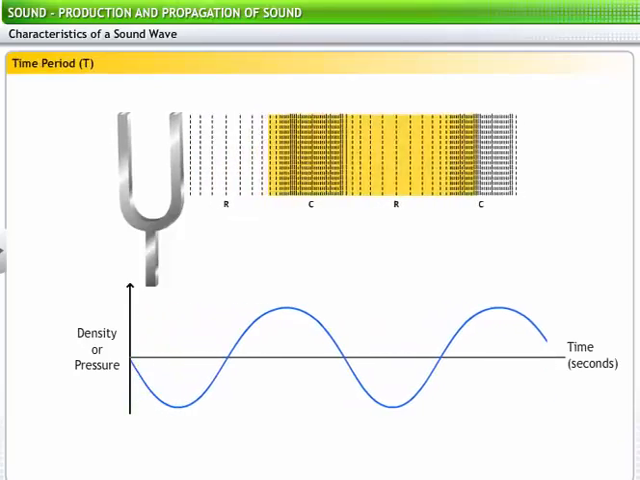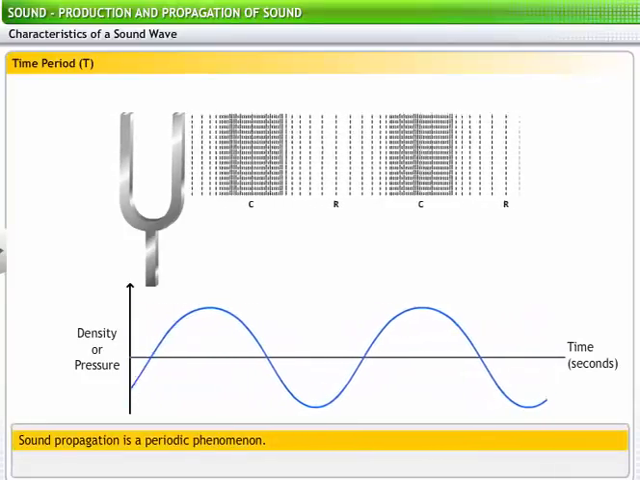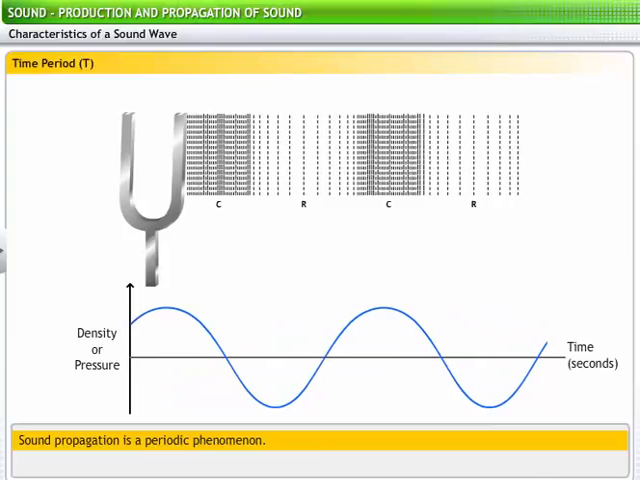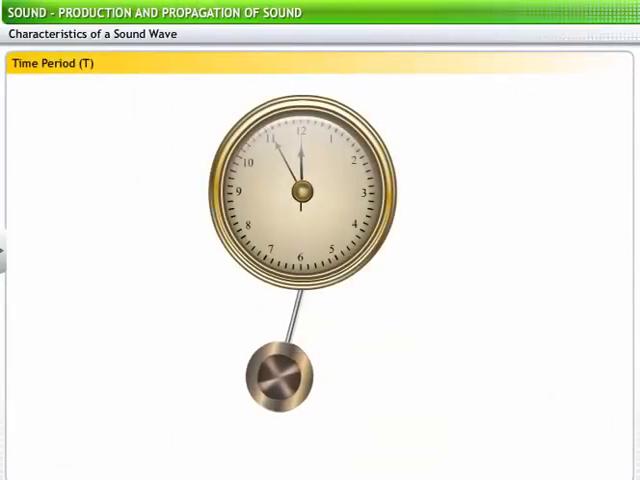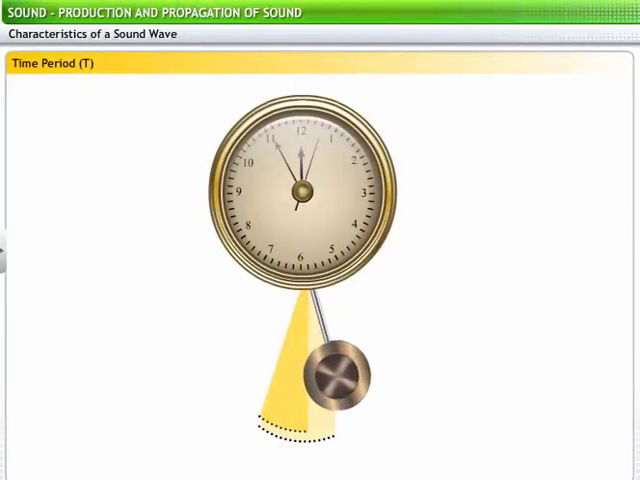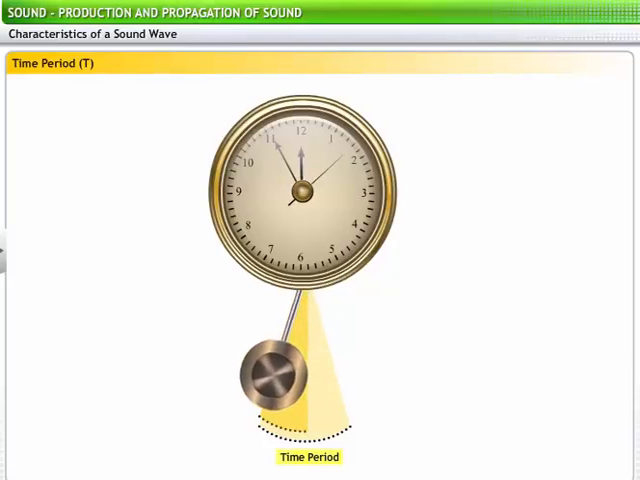Since a compression and a rarefaction follow each other in succession, sound propagation is a periodic phenomenon. The interval between the generation of two successive compressions or two successive rarefactions is constant and is referred to as the time period of the wave. Time period is denoted by T and is measured in seconds. For example, the time taken by a pendulum to complete one to and fro cycle is known as its time period.